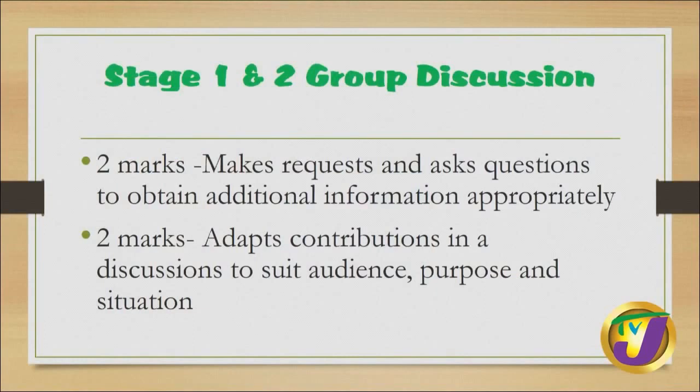So if somebody is speaking and you need more information, make the request, ask your question, but do so appropriately. You earn another 2 marks if you adapt contributions to the discussion to suit your audience, your purpose, and your situation. So you always have to think about your audience. And in this particular case, you're talking to your peers. So 3 to 5 of you are sitting around the table and you're having a conversation. What is your purpose? You are discussing this topic, and the situation is that you are doing this for an exam.